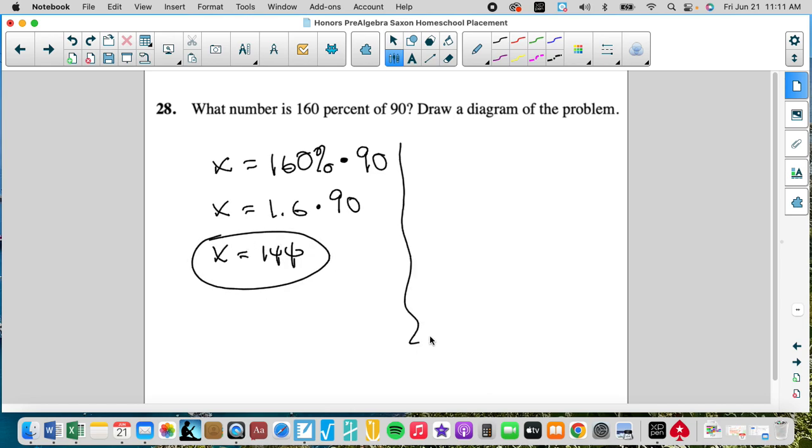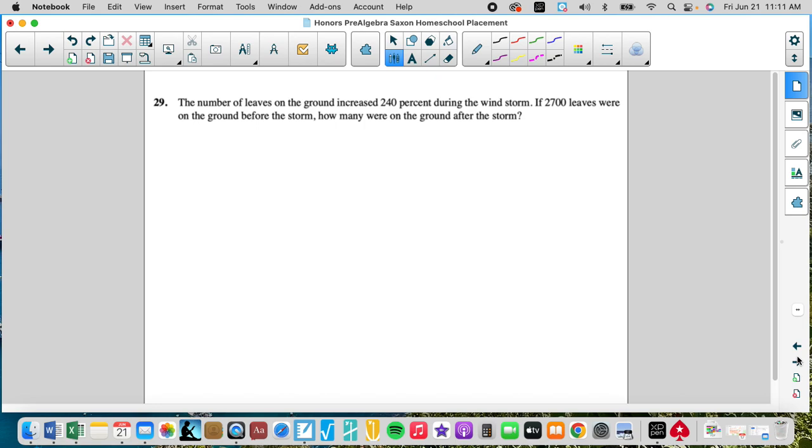So there's another way. If we want to draw a diagram, 160% equals 100% of it plus 60% of it. Well, 100% of 90 is 90, and 60% of 90 is 54. So that's another way that we can do that, drawing a diagram of it. Right? I mean, that's okay, maybe. I don't know. I like that. So that's up for discussion on what you think might be.